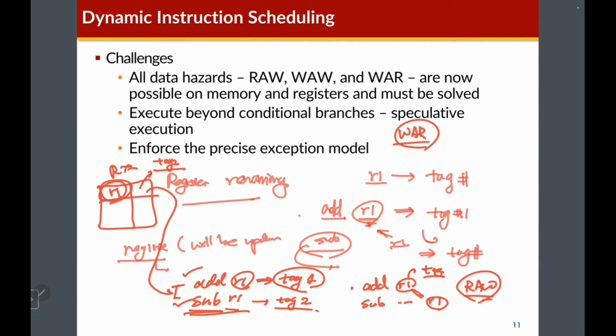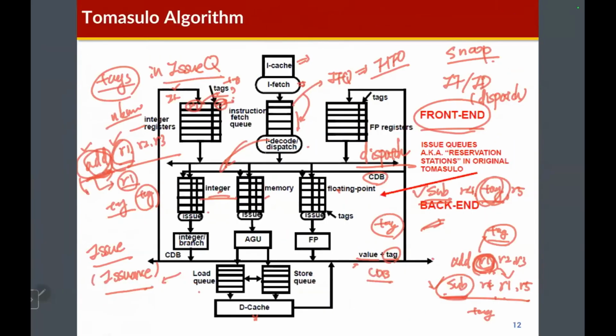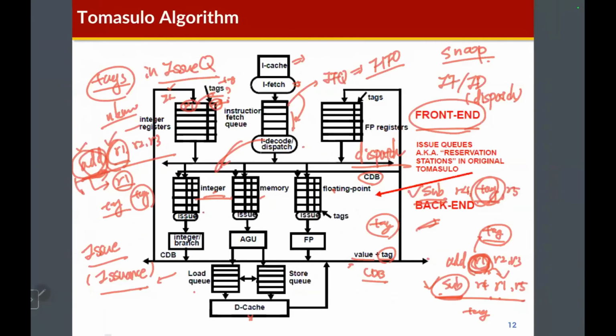It's very similar to register renaming. Actually, register renaming is not required for the RAW hazard, because RAW is a true data dependency. But in order to solve the WAW hazard and the WAR hazard, we need to change the register name. So this is the main idea of the Tomasulo algorithm.